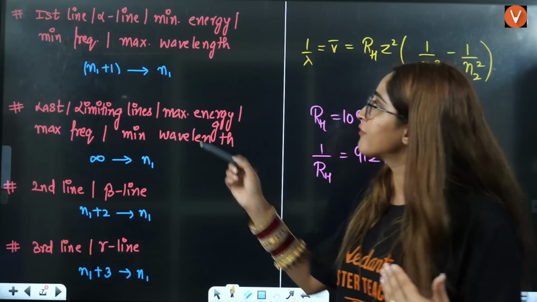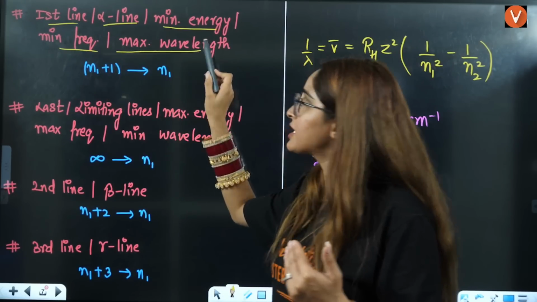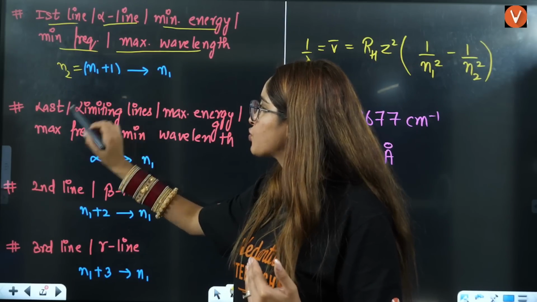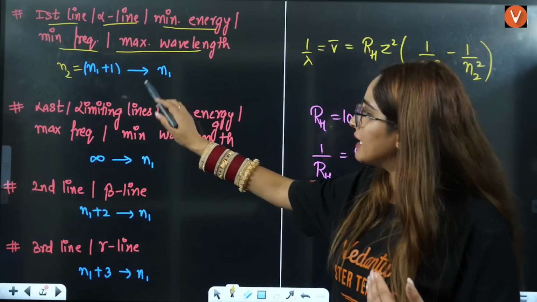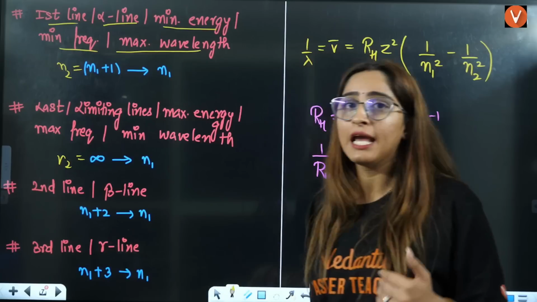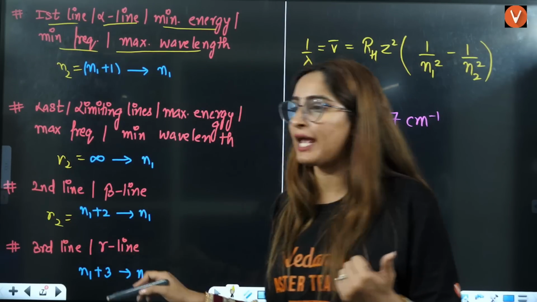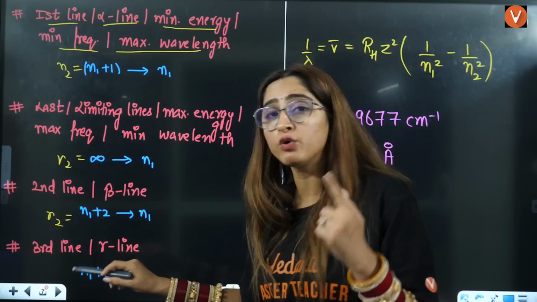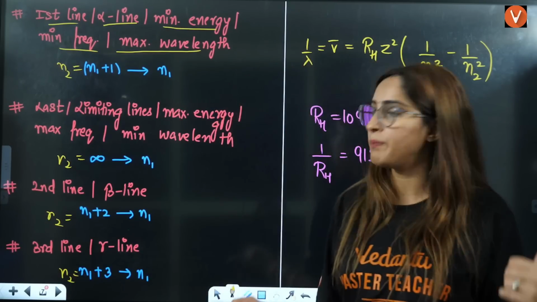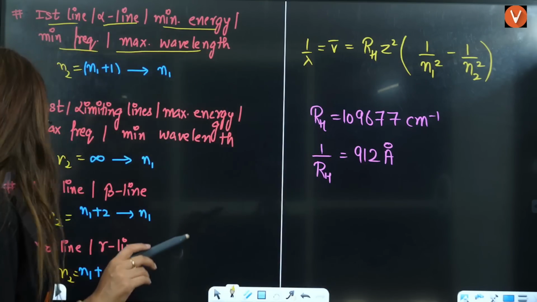But what if they have given you first line, alpha line, minimum energy, maximum wavelength? Then N2 will be equal to N1 plus 1. If they have given you last line, limiting line, minimum wavelength, then N2 is going to be infinity. If they have given you second line or beta line, then N2 is going to be N1 plus 2. If they have given you third line or gamma line, then N2 is going to be N1 plus 3. Okay, according to that, you will answer N1 and N2.